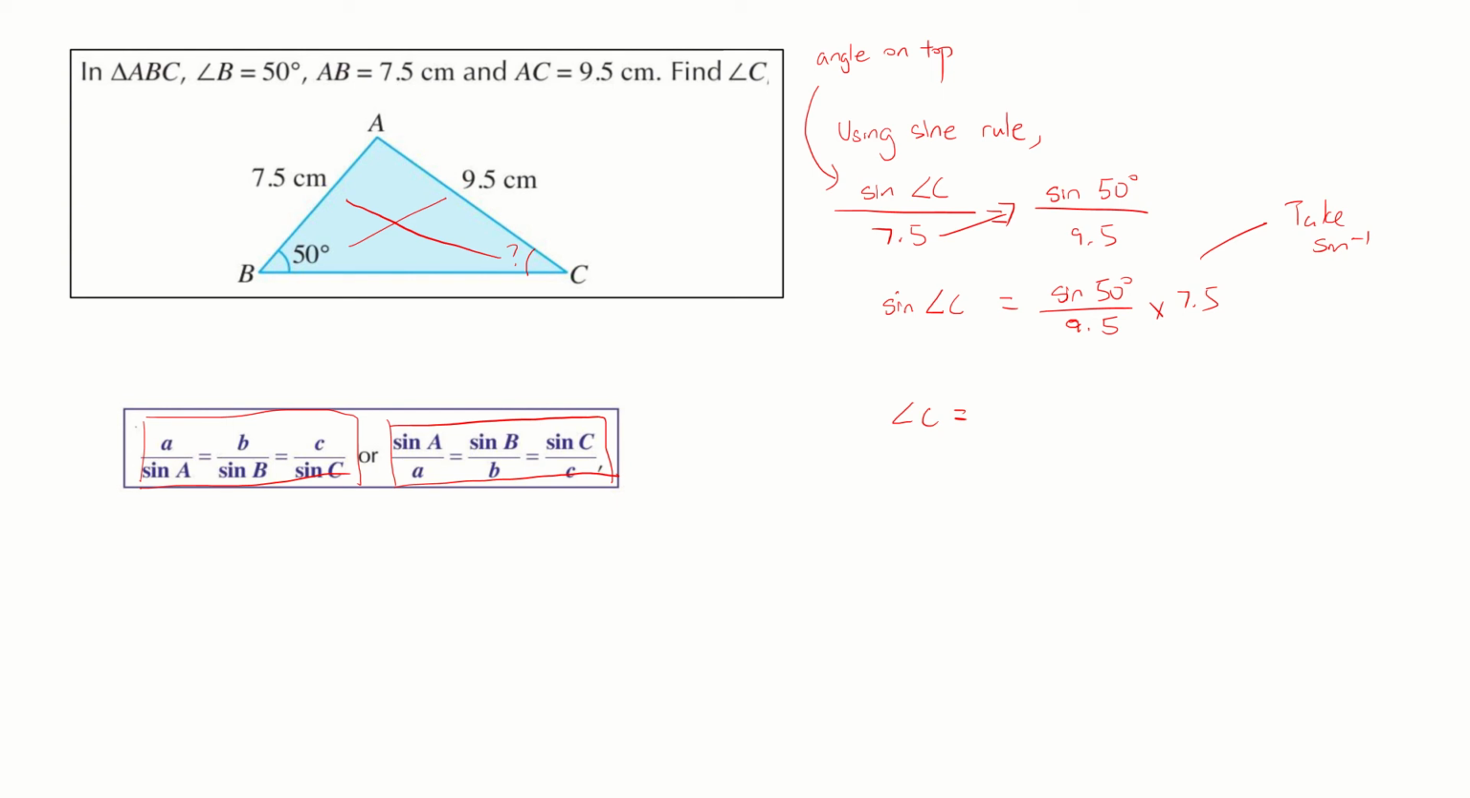The answer that I see in my calculator is 37.2 degrees. But remember, when we take sine inverse, we actually have two angles. So we have to consider the other angle also, which is 180 degrees minus 37.2 degrees. So my angle C will be equal to 37.2 degrees, or 180 minus that, which is 142.8 degrees. Both are correct to 1 dp.